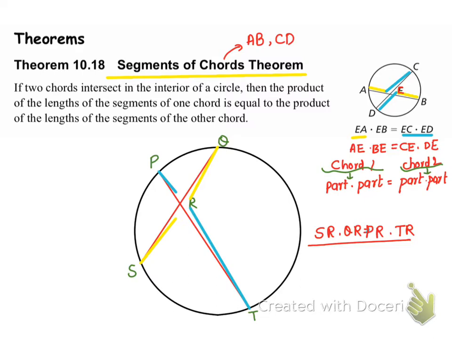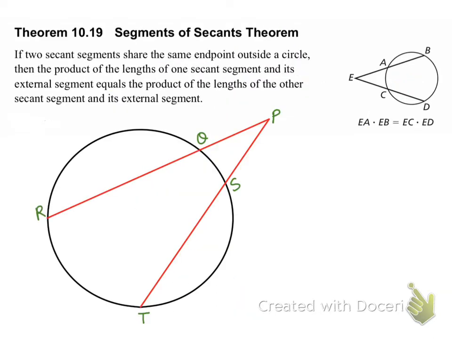Let's move to the next theorem. The next theorem is the segments of secants theorem. Now you're going to look at the segments of the secants. First let's identify which ones are the secants. This is a secant and this is a secant. You have two secants, in this case EB and ED, and we have to look at the parts.